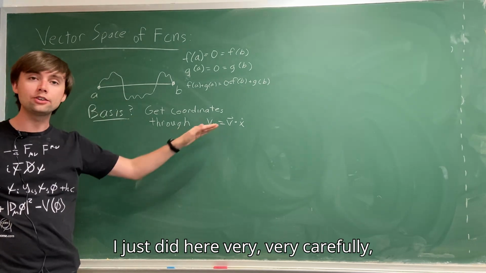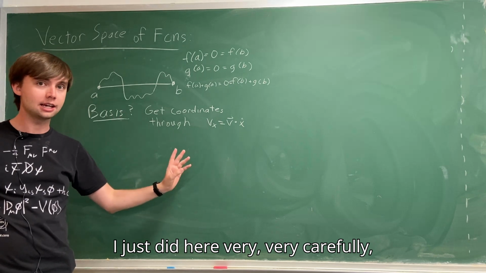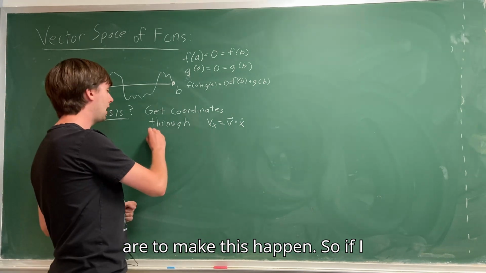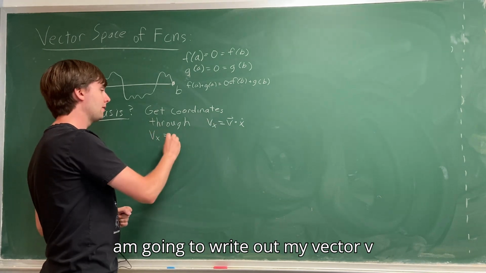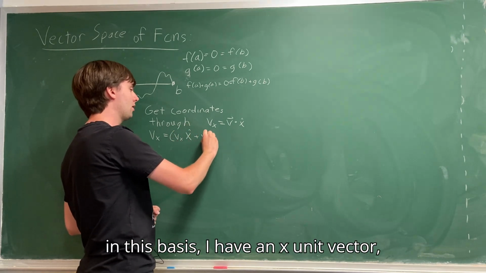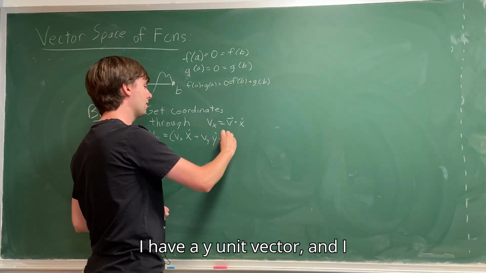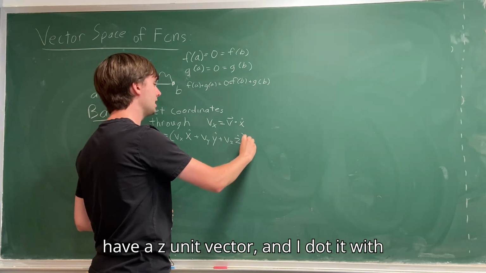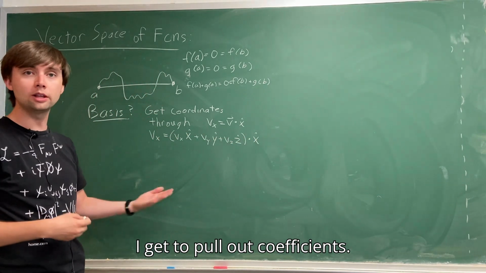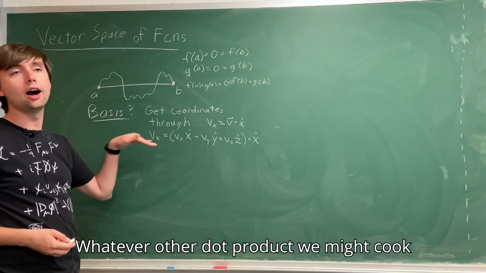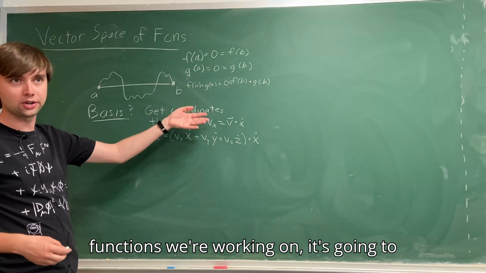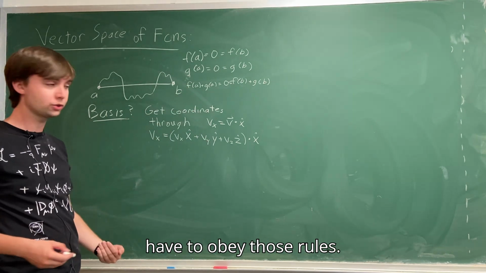So let's walk through what I just did here very, very carefully and see what all of the essential steps are to make this happen. So if I am going to write out my vector v in this basis, I have an x unit vector, I have a y unit vector, and I have a z unit vector, and I dot it with x. And this dot product distributes, and I get to pull out coefficients. Whatever other dot product we might cook up that is relevant to whatever functions we're working on, it's going to have to obey those rules.